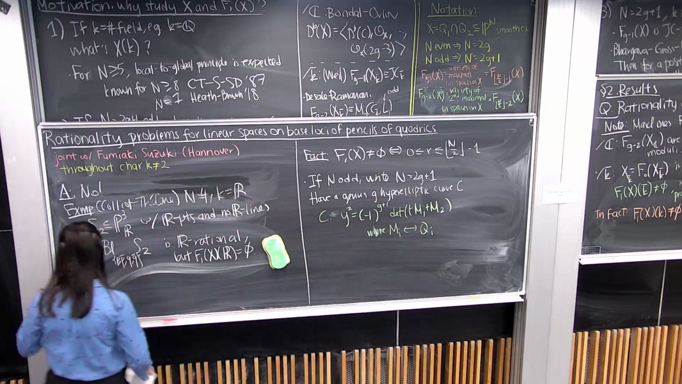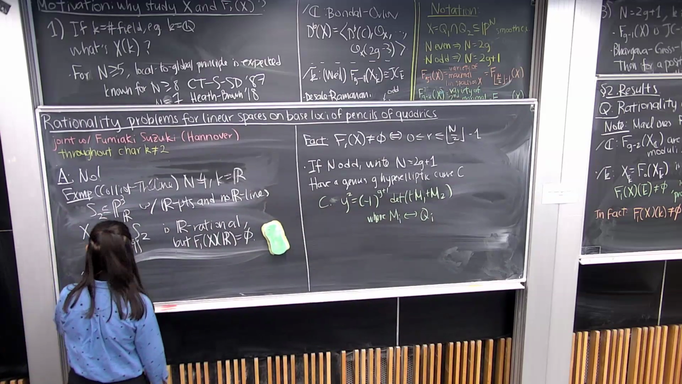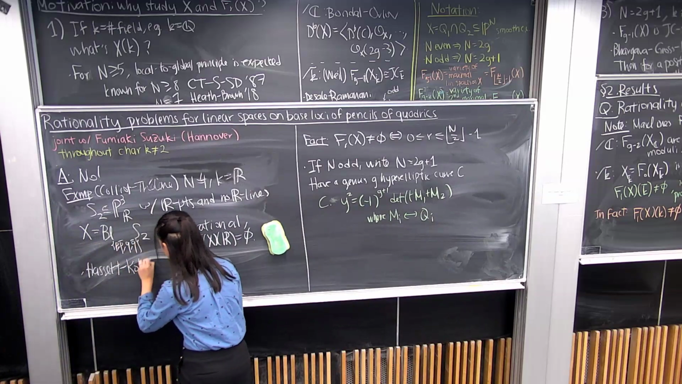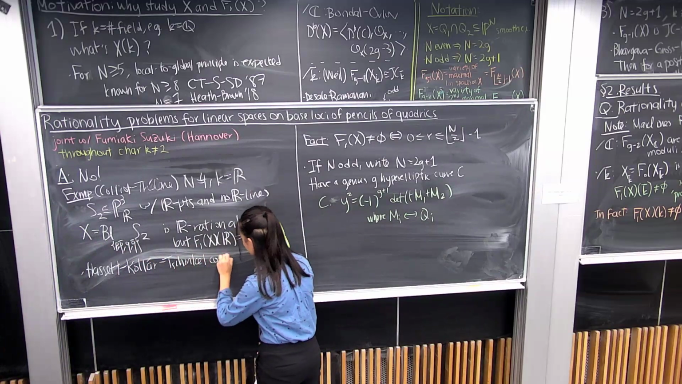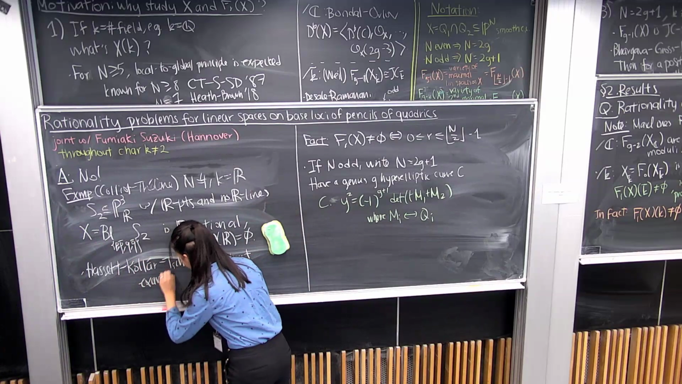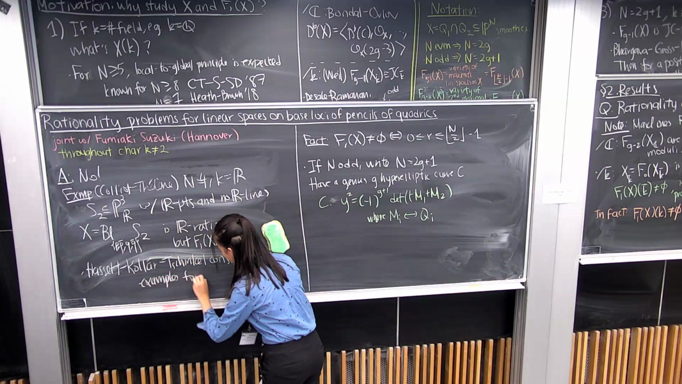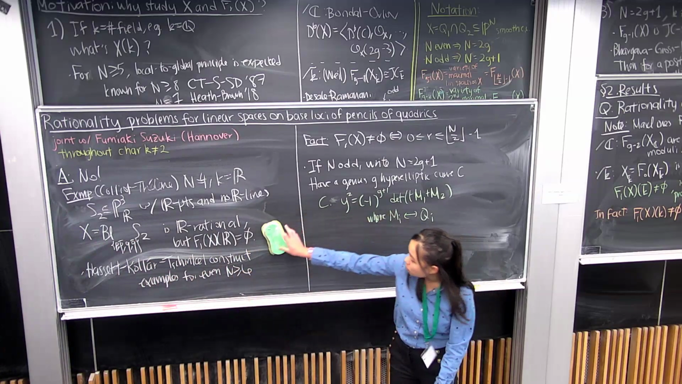And then in fact, for any even dimension, Hassett, Kollár, and Tschinkel construct examples, for even n at least 6, that have the property that they are rational but don't contain any real lines.